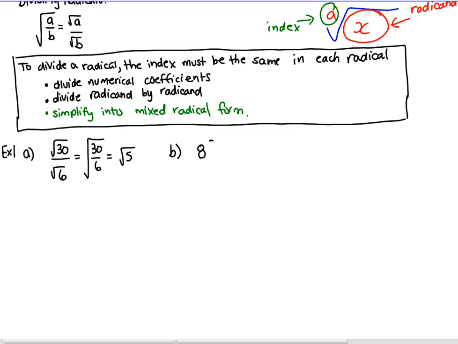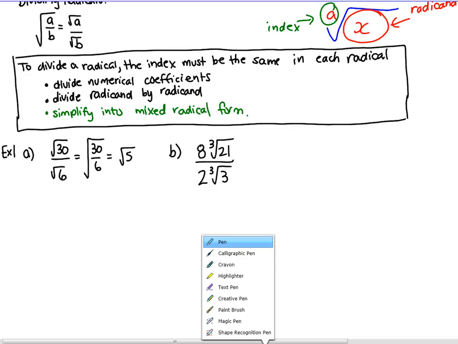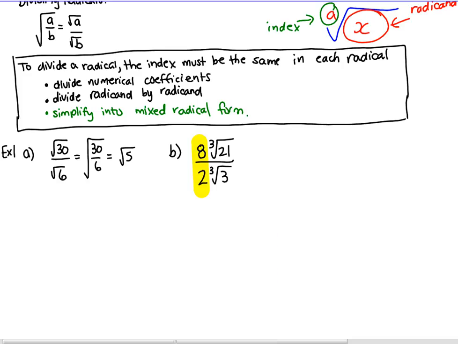Let's try this one. 8 cubic root 21 divided by 2 cubic root 3. When we simplify this, you can divide coefficients with coefficients and radicals with radicals. So 8 divided by 2, can that be divided? Yeah, that equals 4. What is 21 divided by 3? 7. So 4 cubic root 7.